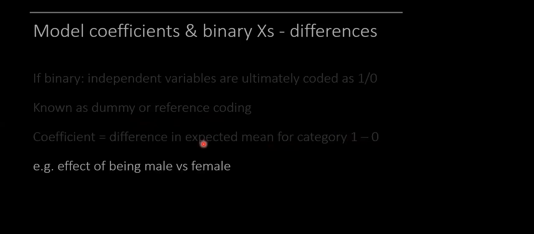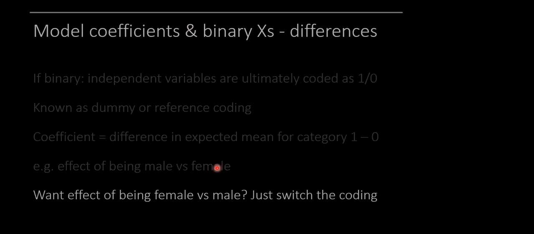So maybe we've got males versus females, and males are coded 1, females are coded 0. The coefficient associated with sex will then tell us the difference in the expected mean of the outcome for males minus females. And obviously, if you want that the other way around, you just switch the coding. That's fully under your control in how you set up the model in the software.